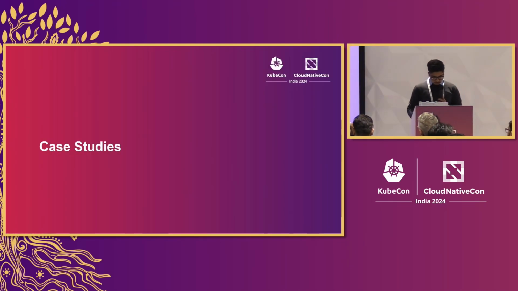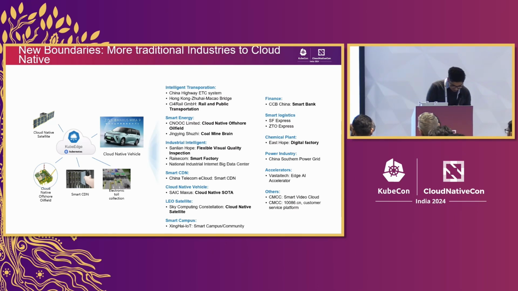Talking about a few case studies. I have very little time left, so I'll have to be quicker. KubeEdge is being used across industries, from traditional industries like intelligent transportation, like I mentioned, China's highway ETC system, to cloud-native industries, like smart CDN, cloud-native vehicles, low Earth orbit satellites, and the power industry, and a lot more. You can have a look at this.